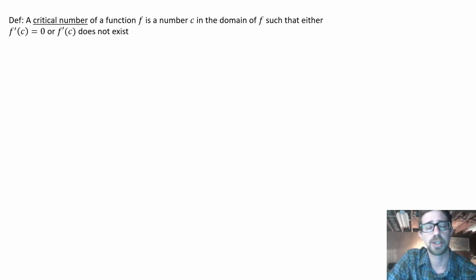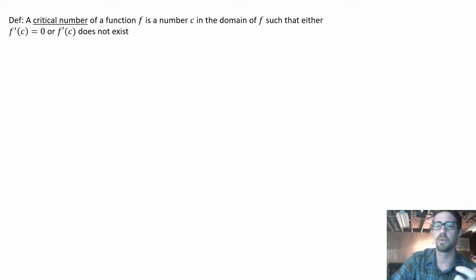Okay, new definition. A critical number of a function f is any number c that is in the domain of f. That could be important. So it has to be in its domain such that either f prime is 0 or f prime doesn't exist. So if f prime is 0, or if the derivative doesn't exist there, if the function exists but the derivative doesn't, like that last example we saw, that counts as a critical number.